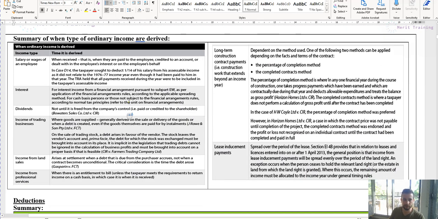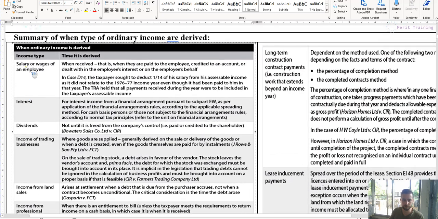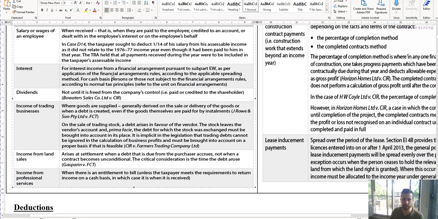Okay, and here we've got a summary of when different types of ordinary income are derived. Again, a little bit of a recap from before, but some of this is important to know. So salary or wages, I'll skip through this quite quickly. When it's received, so when you get the cash for it, or when it's credited to an account. Interest, for interest income, it depends on whether or not you have a financial arrangement, and we'll talk about that later on, not in this chapter, but a very late chapter, financial arrangements.